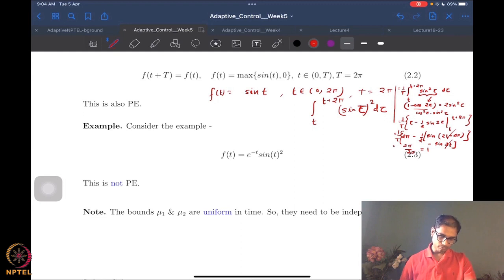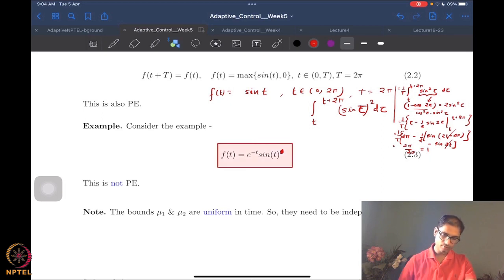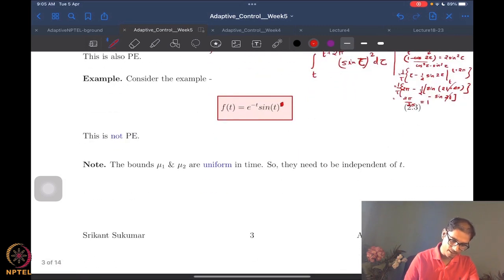Now, if you look at this kind of a signal, again, I don't need the squared here. If you look at this kind of a signal, f of t is e to the power minus t sine t. We're not going to compute it, but let's see.